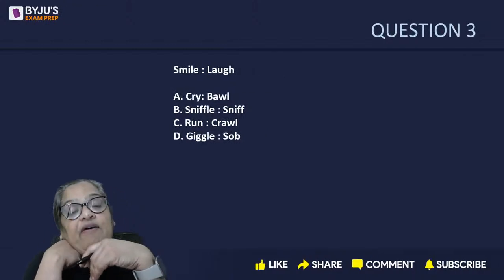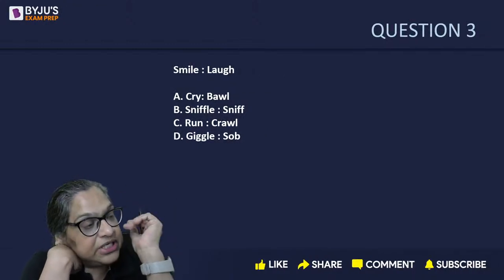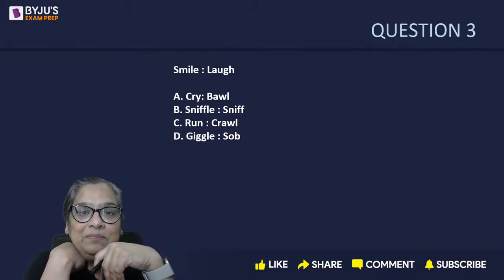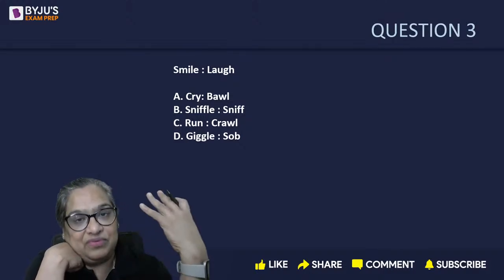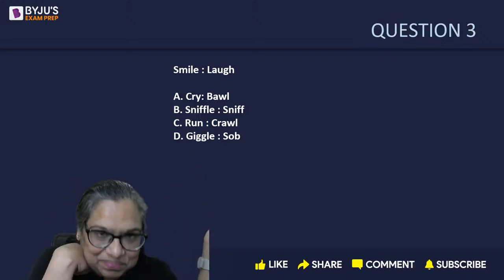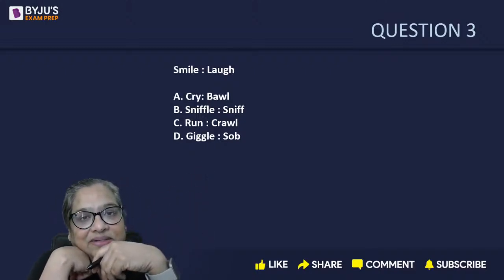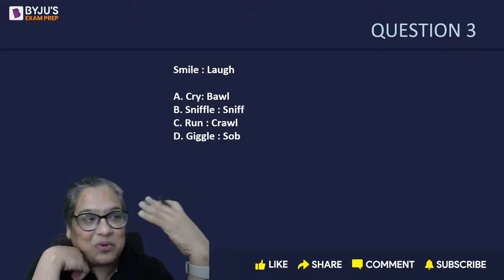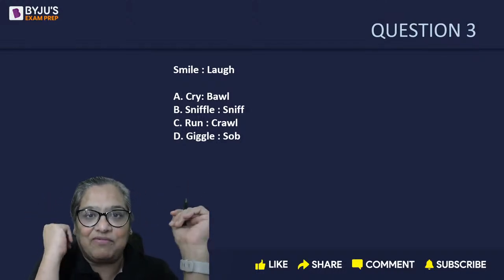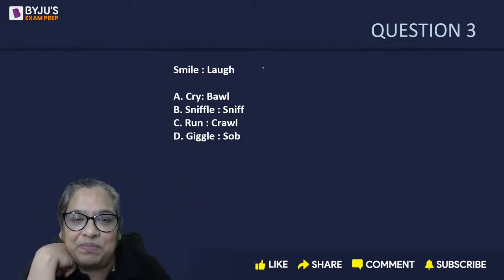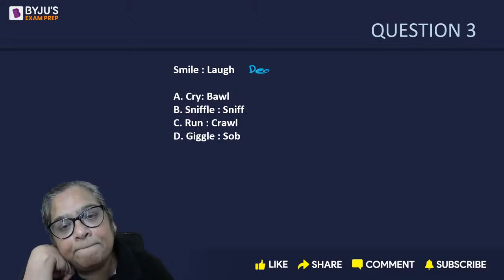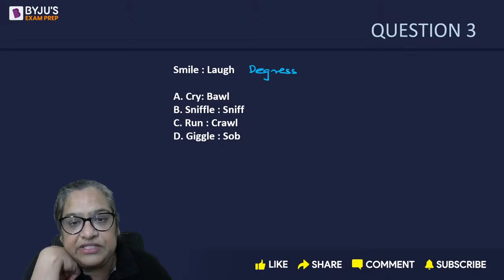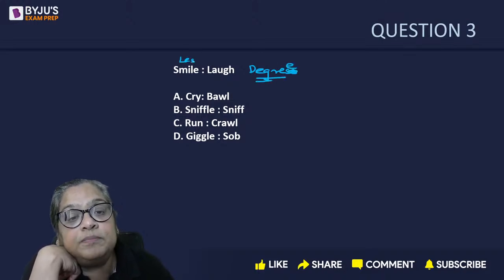Smile is to laugh. You know what's the relationship? Smile is just making your lips curl like that. Laugh, okay, you make a sound, you open your mouth, it's quite loud. So what is the relationship? One of degree. Muskurana aur hansne mein toh difference hai na? So this is one of degree. Less is to more.